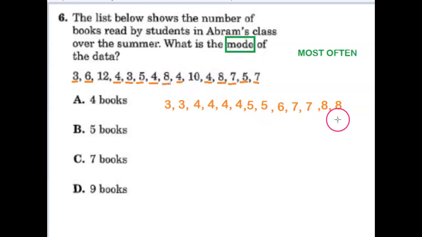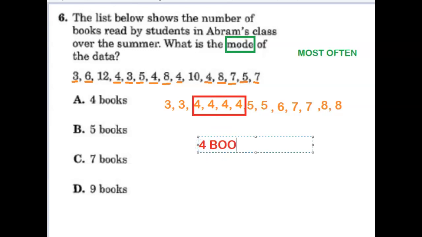And I mean, you guys are getting it now. So now we have to figure out which number shows up the most times, the most often. Well, I have 4 4s, right? And nothing else even comes close. The rest of them only have 2. So that means these 4 4s are my answer. And I'm just going to say 4. So 4 books is my answer, which is letter A.